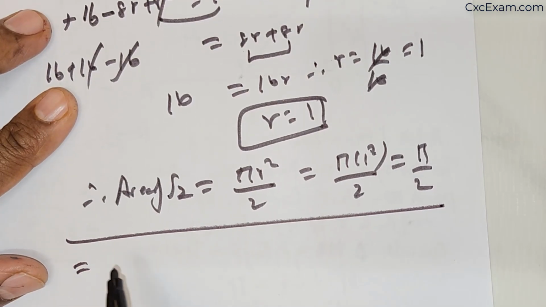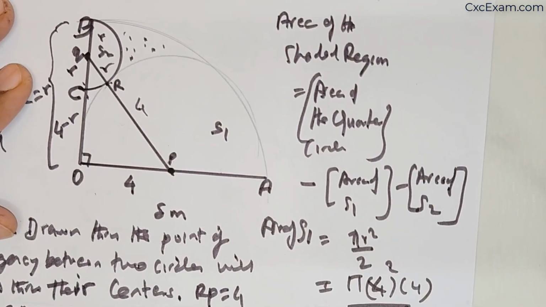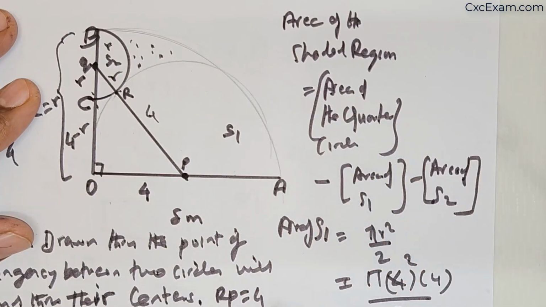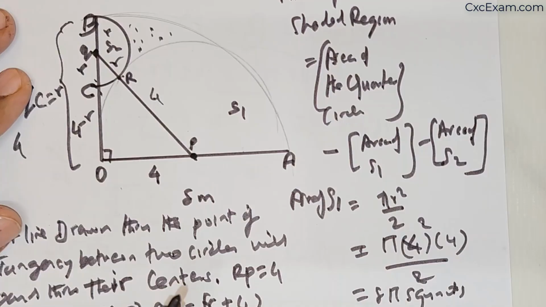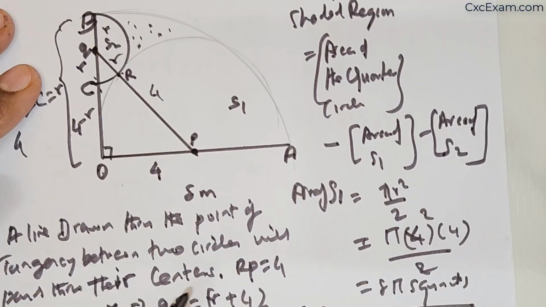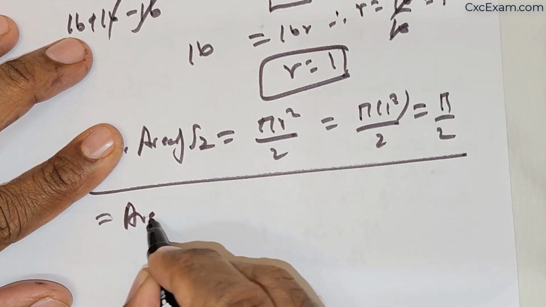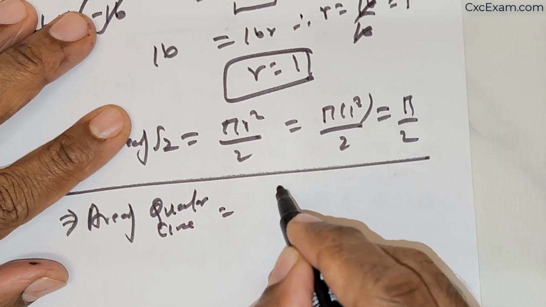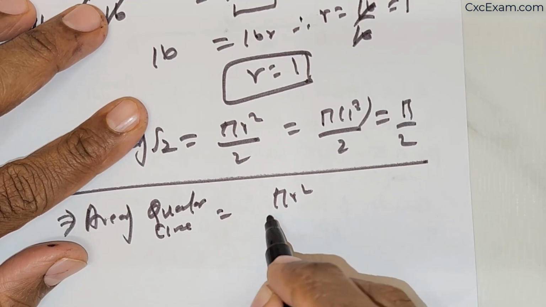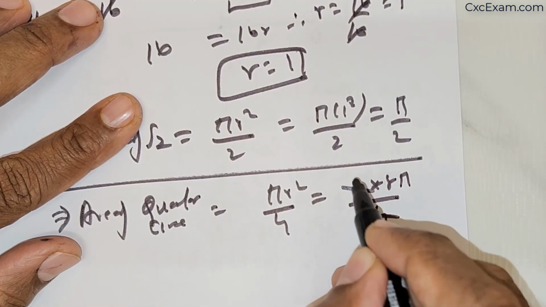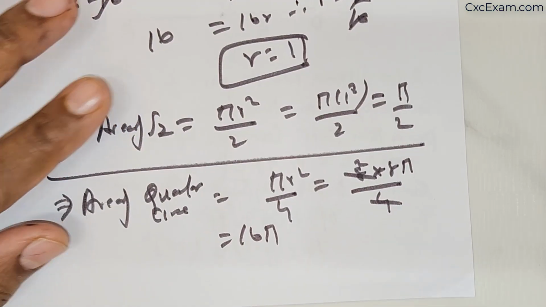So the required region is nothing but from the quarter circle. Now we need to get the quarter circle's area. The radius of the quarter circle is 8 meters, this entire thing is 8 meters. So area of the quarter circle is pi r squared divided by 4, which is nothing but 8 into 8 times pi divided by 4. 4 divides here 2 times, that is 16 pi.